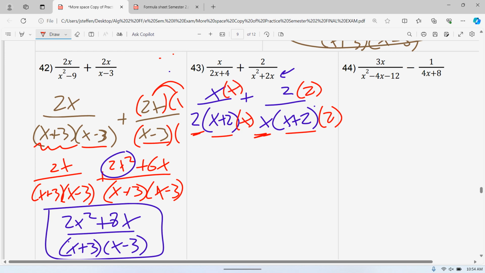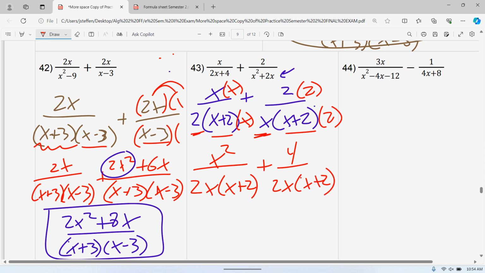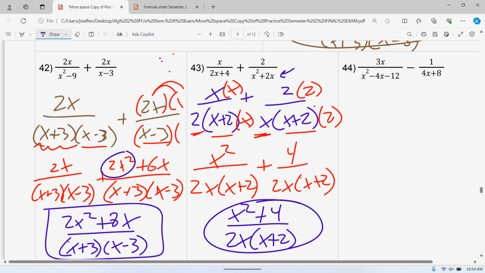So what you're left with is, in the numerator, x times x is x squared, and my denominator is 2 times x plus 2. That's that common denominator. Plus 2 times 2 is 4 over, got to be the same thing, 2x times x plus 2. Now that your denominators are the same, that is going to be the denominator for your answer, 2x and x plus 2. Sorry, my writing is lagging behind a little bit. Your numerators combine like terms. There are no like terms, so it stays x squared plus 4. But you've got to get common denominator before you combine those.